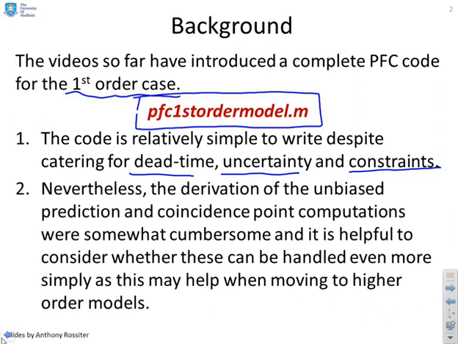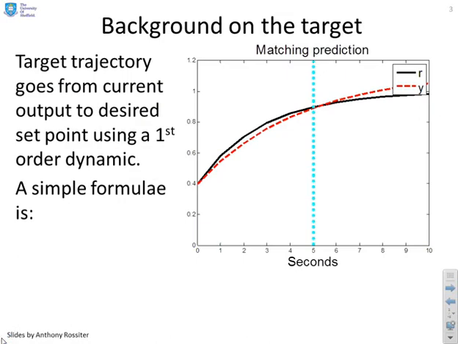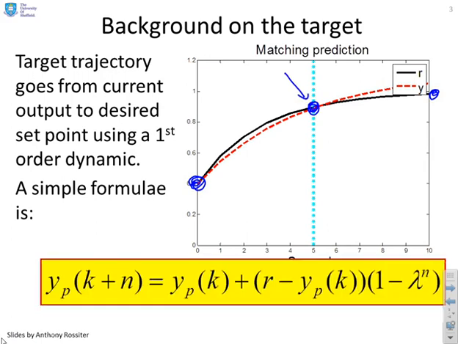Nevertheless, the derivation of the unbiased prediction and the coincidence point computations were a little cumbersome at times, and so we want to consider whether these can be handled even more simply, as this might help when we move to higher order models. So a reminder of the basic PFC context, which is you want to track a first order target from the start point to the end point, and you do that by matching the output predictions to the target at a specific point.